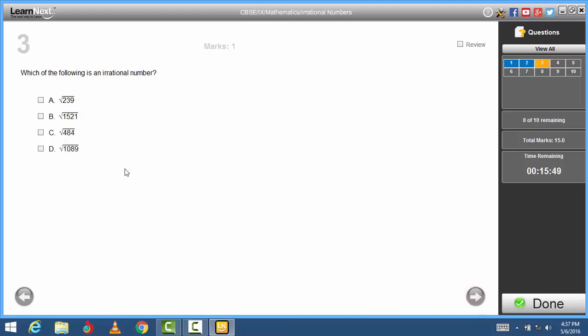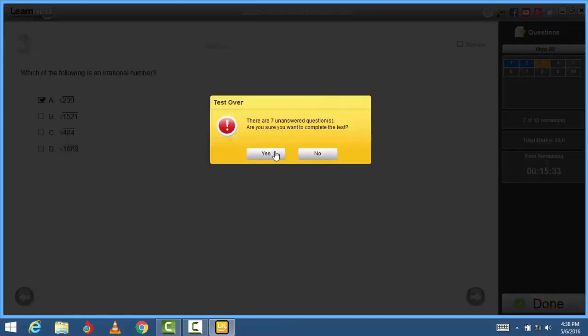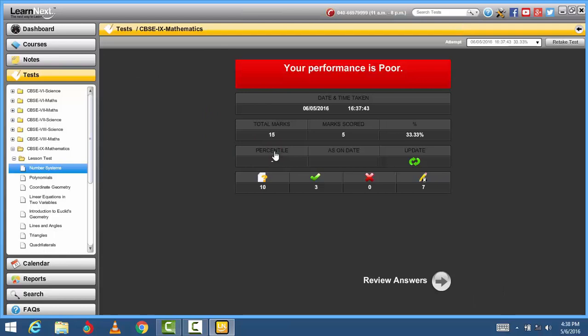Here you can't see whether you are right or wrong. First you have to complete the test, and you have to complete it within the given time. If you do not complete within the time, the moment time finishes, the system will close the paper and show the result of whatever you have done by then. If you complete within time, click done, yes, and you will get the results.